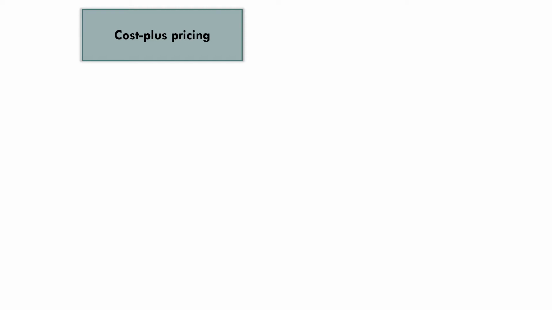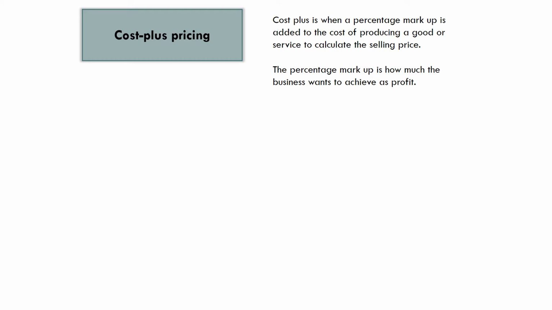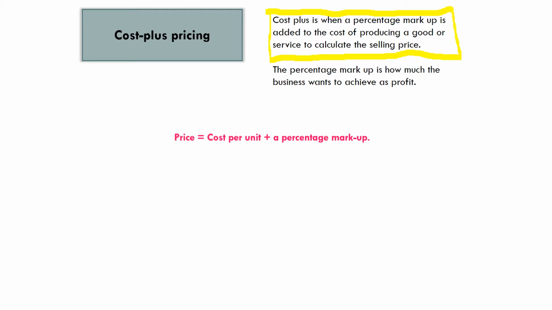So let's start off with our first strategy, which is cost plus pricing. And cost plus pricing is when a percentage markup is added to the cost of producing a good or service to calculate the selling price. The percentage markup is how much the business wants to achieve as profit. So effectively the price here is the cost per unit and we add on a percentage markup.